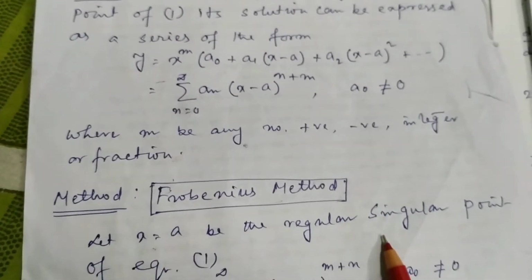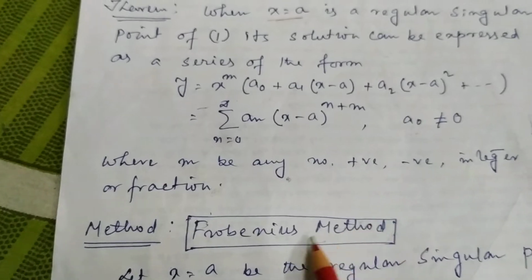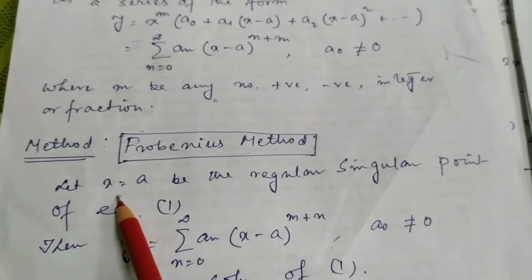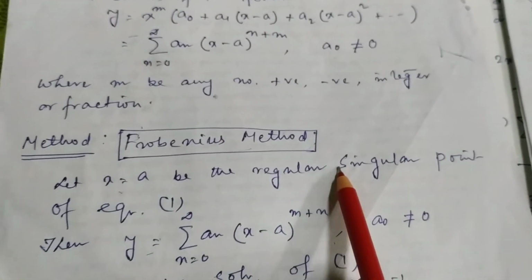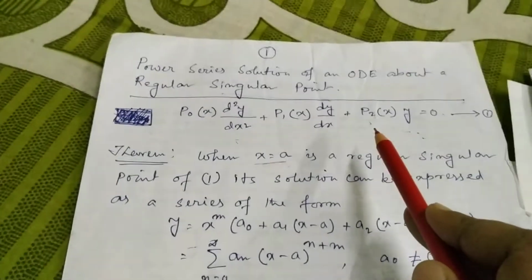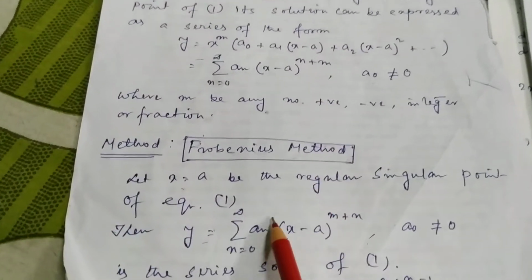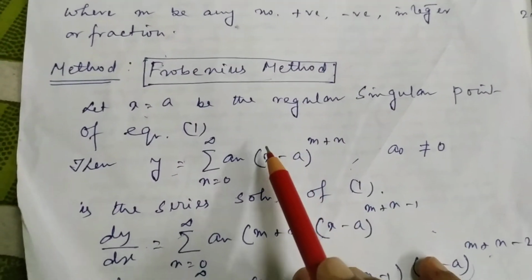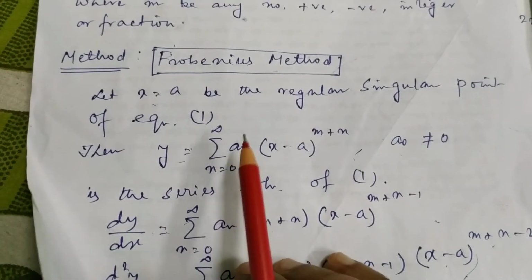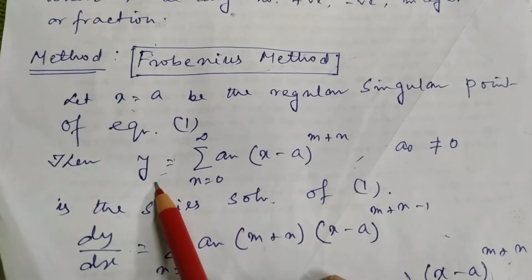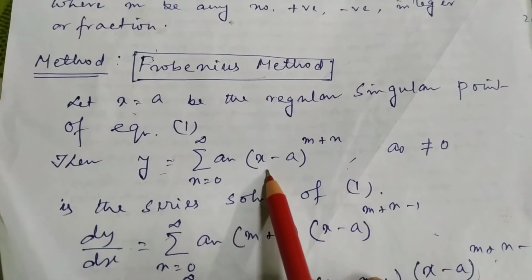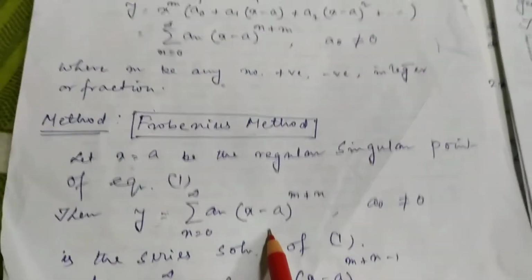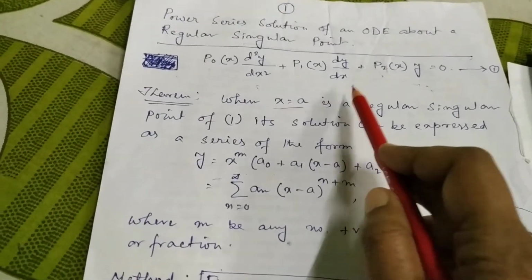The method of solution of that type of equation is known as the Frobenius method. Here, let x = a be the regular singular point of equation 1. According to that theorem, we can assume the solution of that equation is y = summation of an (x−a)^(n+m), with a0 ≠ 0. That series is the solution of equation 1.